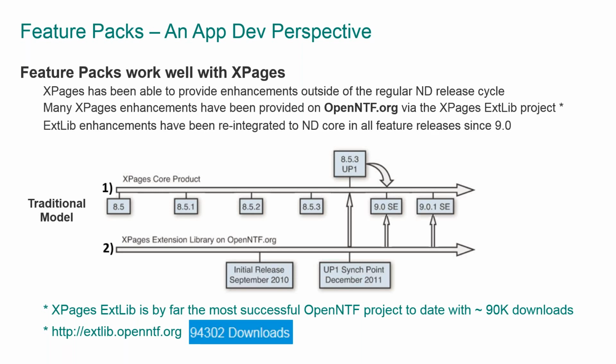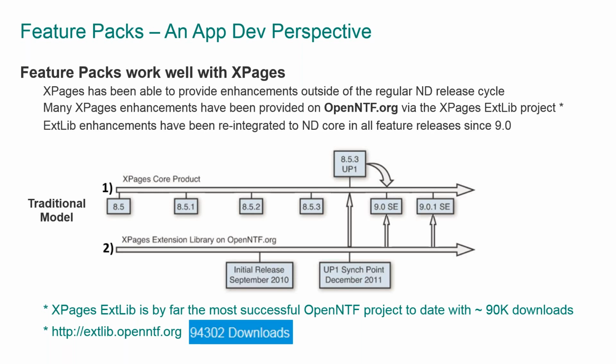their own features, their own controls to the extension library. So the community was therefore no longer dependent on what the app dev team could give them. And from that was born this XPages Extension Library project, which went on to be the most successful OpenNTF open source project that we've had in ICS. So that 94,302 downloads snapshot was accurate as of yesterday, if you go to extlib.openntf.org. So it continues to climb steadily.